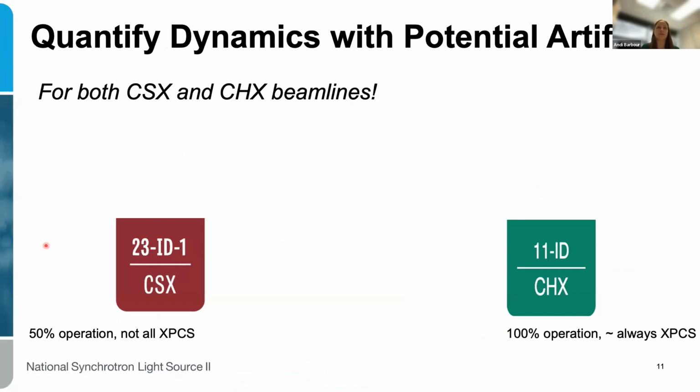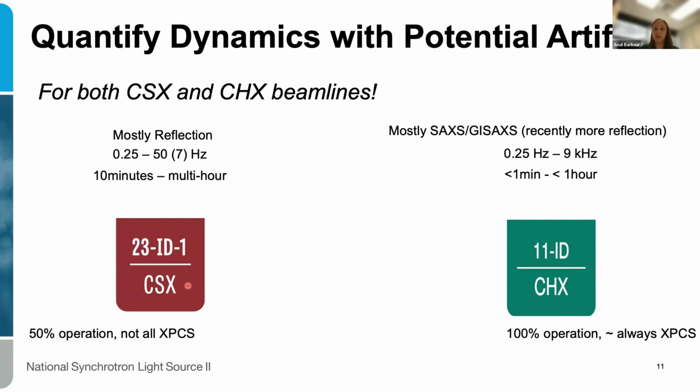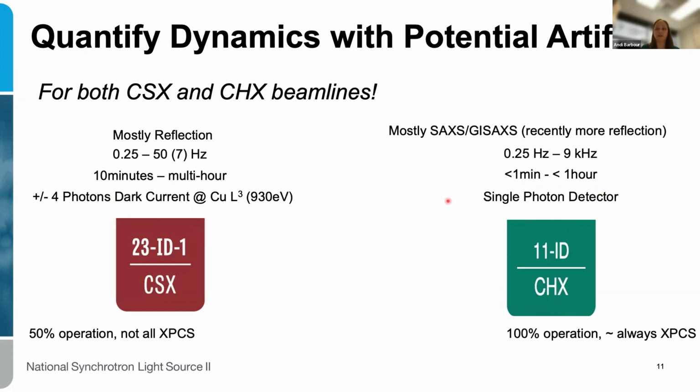So we got some funding to quantify dynamics with potential artifacts and remove artifacts. But we're going to do it for both the CSX and CHX beamlines. And these beamlines, I think, are pretty different in their mission and their operation. CHX is heavily focused on XPCS, especially for SAXS and GISAXS, whereas CSX mostly works in reflection geometry. The camera technology for X-ray detection is very different for soft versus hard X-rays. And the duration of the experiments is also challenging. And then again, just the noise level: for a single photon detector, you can precisely know where the photon is, and that's not currently possible with soft X-rays.